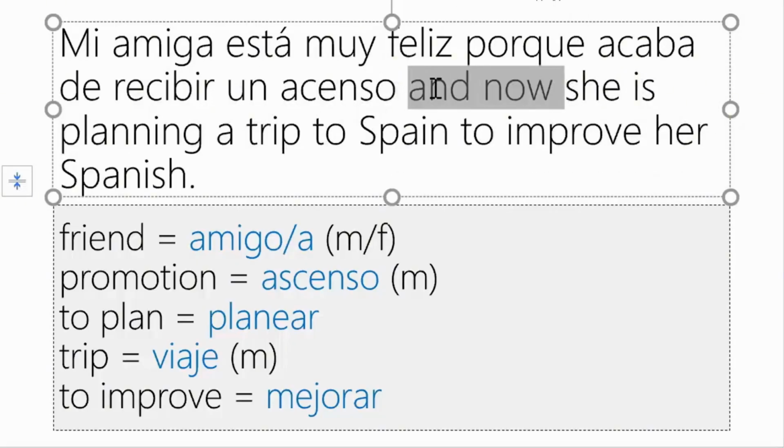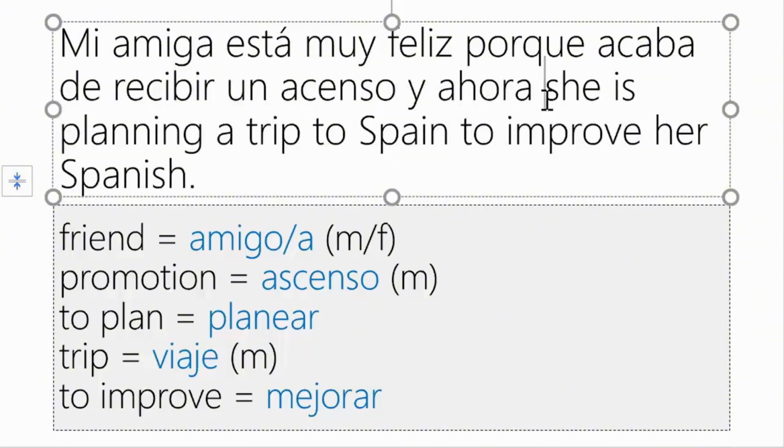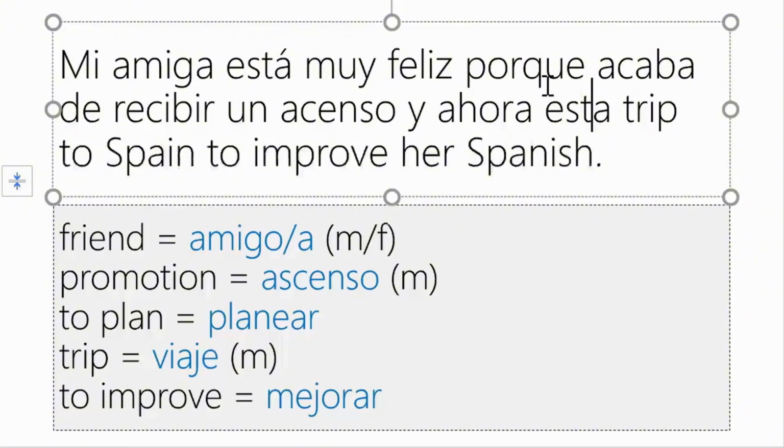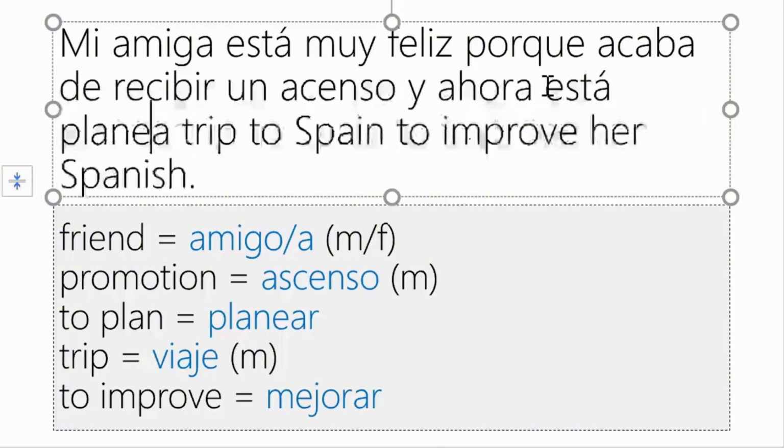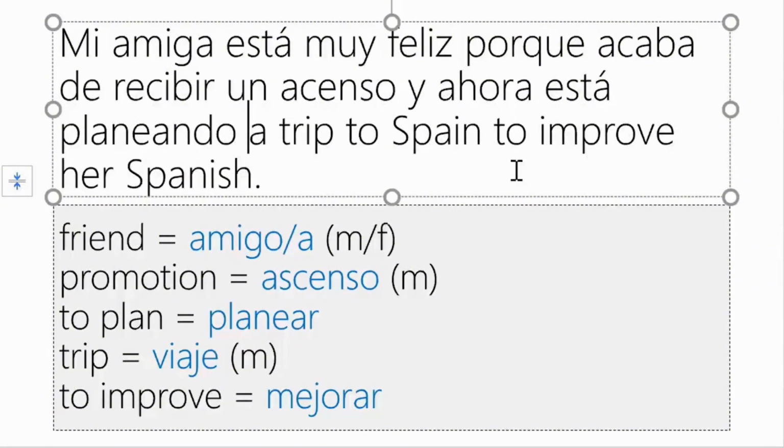And now would be y ahora. She is planning. This is something she's doing right now. So we're going to use the present progressive. This is something she's actively doing. So está planeando. Here you can see the ing, which is where the ando sound in Spanish will come in. So y ahora está planeando. We know a trip is un viaje to Spain, a España.